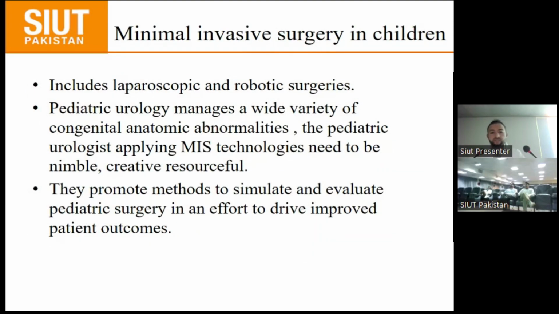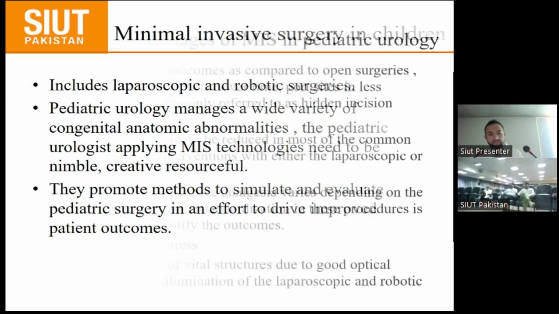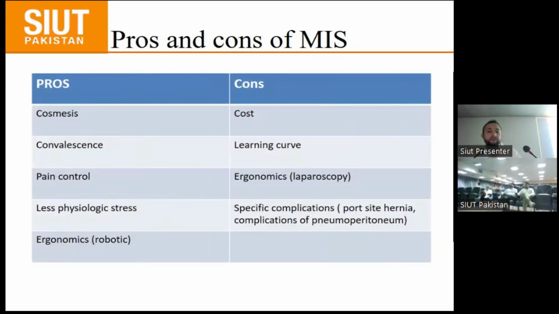So now minimally invasive surgery in children, which includes laparoscopic and robotic surgery. Pediatric urology manages a wide variety of congenital anomalies. The pediatric urologist applying minimally invasive surgery technologies needs to be nimble, creative, and resourceful. They promote methods to simulate and evaluate pediatric surgery in an effort to derive improved patient outcomes. So these are the pros and cons of minimally invasive surgery. The advantages are cosmetic benefit, convenience, pain control, less physiological stress, and ergonomics. The disadvantages are cost effectiveness, learning curve, ergonomics, and specific complications like port site hernia and complications of pneumoperitoneum.